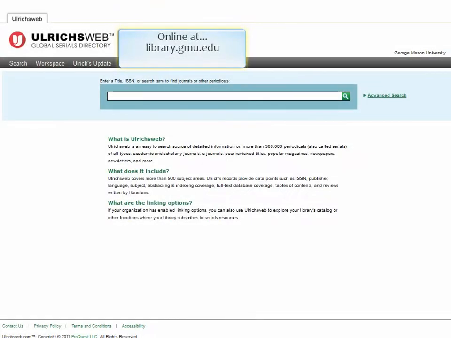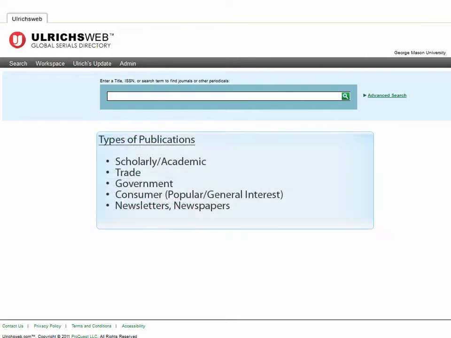Let's search Ulrich's International Periodical Directory. Ulrich's is the resource to find out the publication type of a journal and to find more information about a given journal. The major publication types include scholarly or academic, trade, government, and consumer, also called popular or general interest magazines, and newspapers or newsletters.